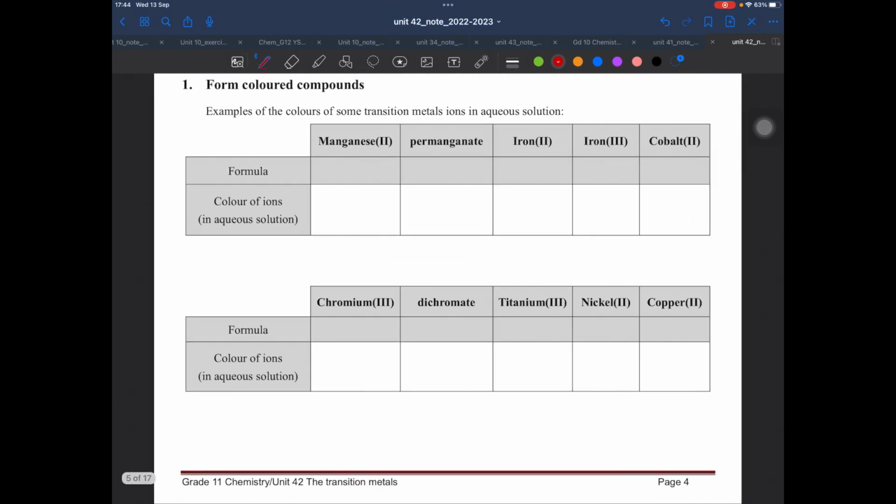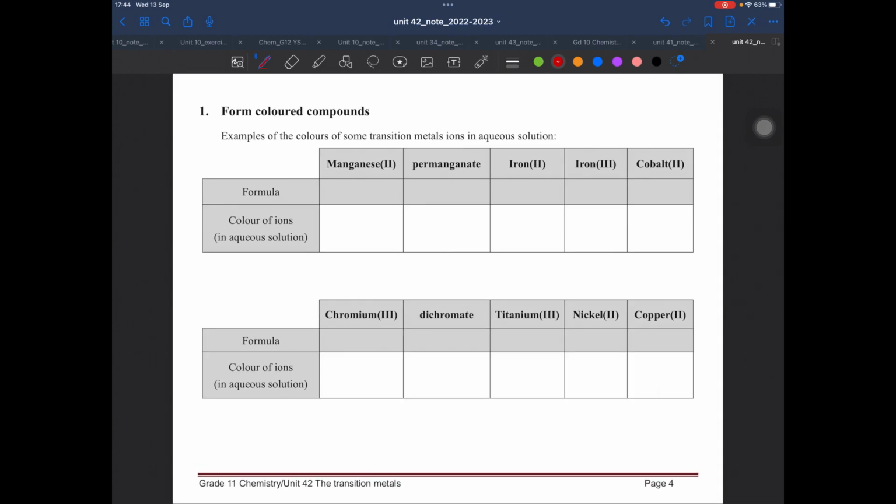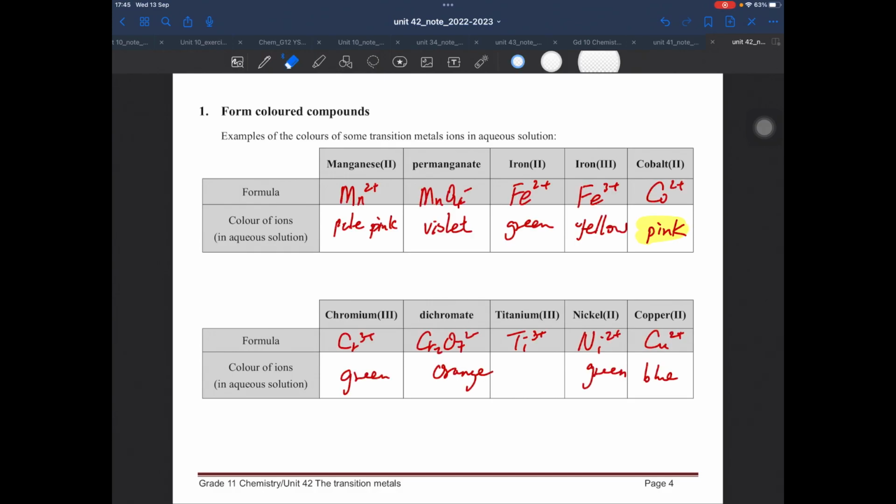Well, next one, I will show you some colored ions. No need to panic. Try to write down as much as you can. So you can pause the video first. Here shows. I'm sure you learned this already, right?